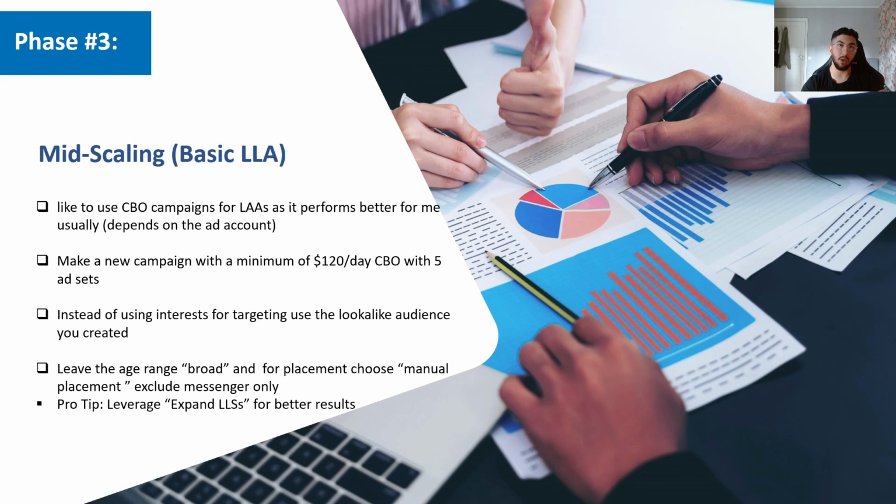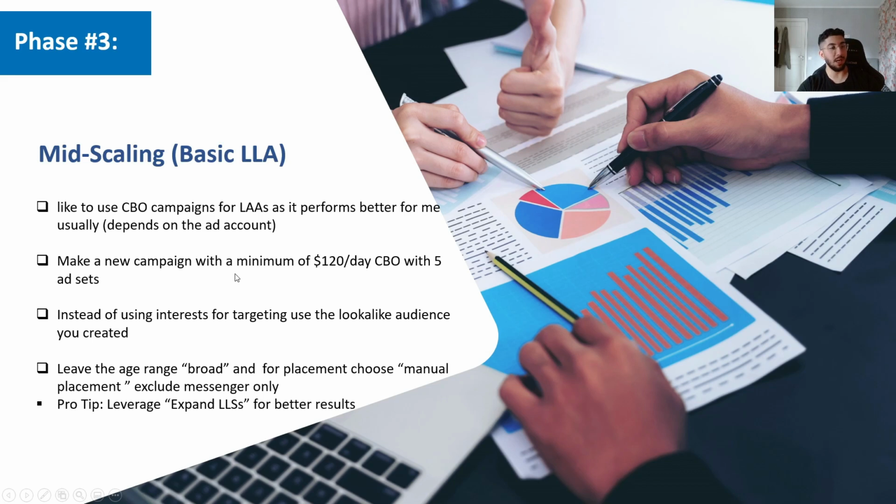And how I scale my lookalikes, I don't do them in ABO. From my own experience, lookalikes work better for me on CBO. So I likely use CBO campaigns for LLAs as it performs better for me. It usually depends on your ad account, what works for you, so you have to always test. I have seen that in some ad accounts my lookalikes work better on ABO and in some of them they perform better on CBO. So I always have to test to see what works best for you.